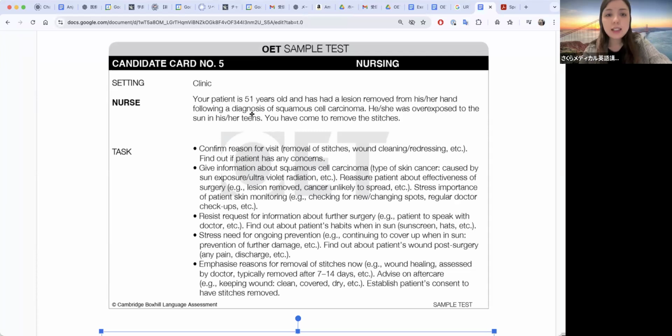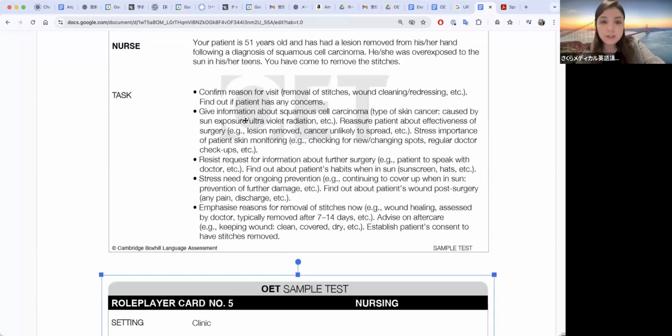Your patient is 51 years old and has had a lesion removed from her hand following a diagnosis of squamous cell carcinoma. He was overexposed to the sun in his teens. You have come to remove the stitches. So you want to confirm the reason for visit. In the brackets, they're going to give you examples. You're not going to need to say everything in this. This is just to give you some ideas about what to say.